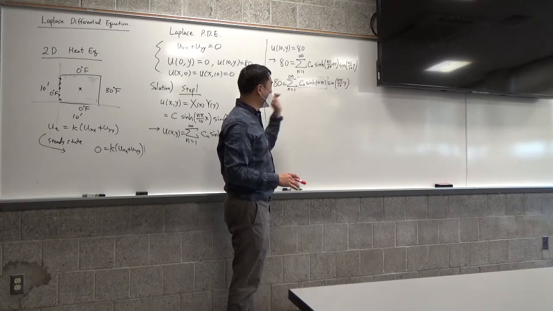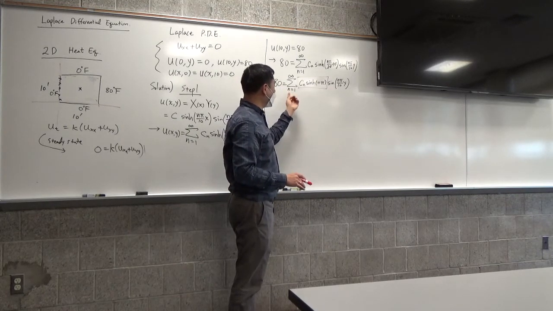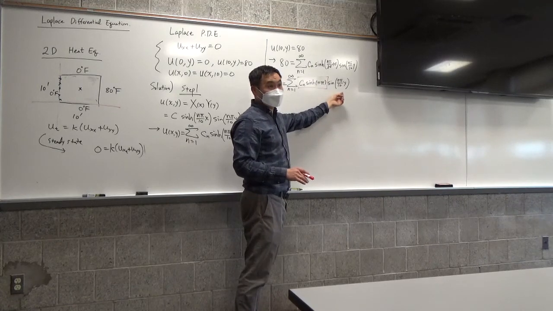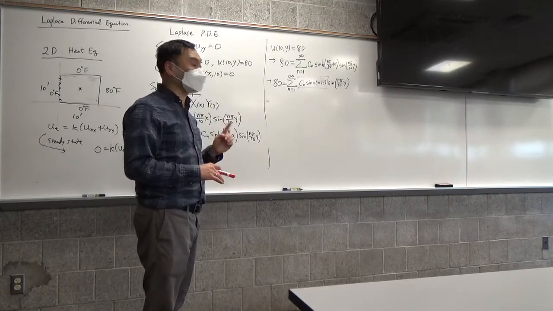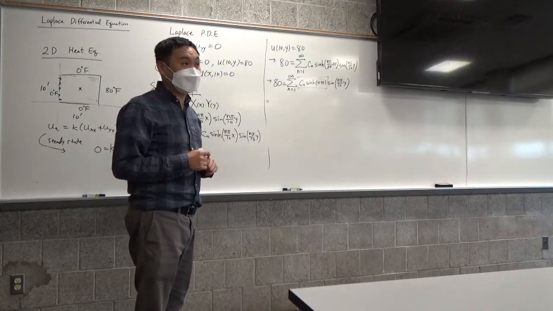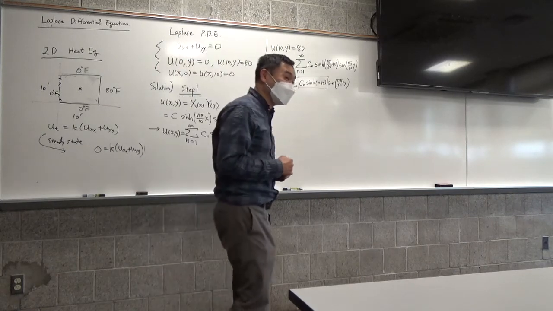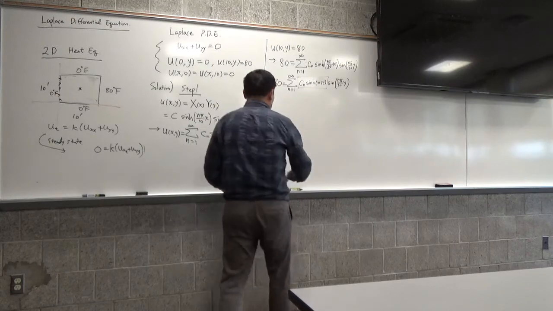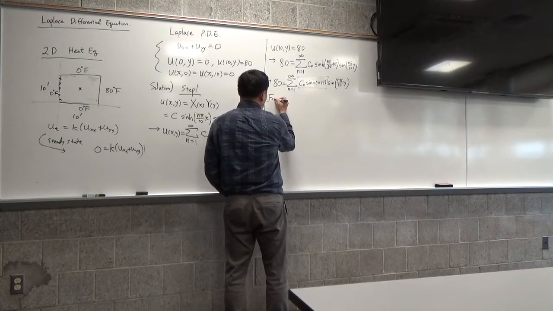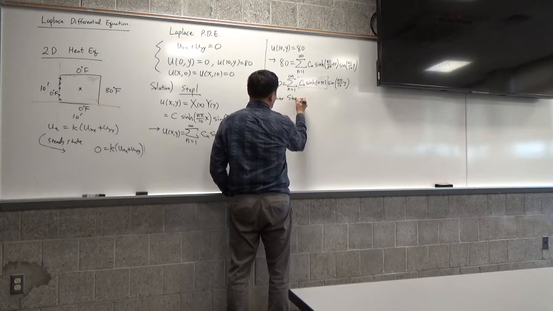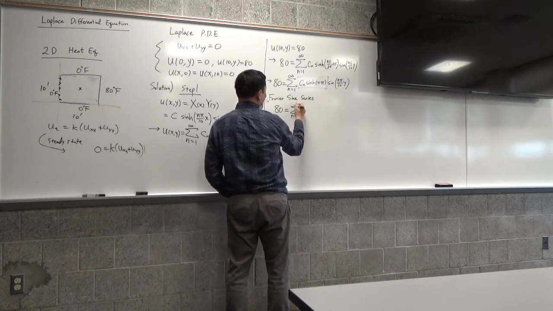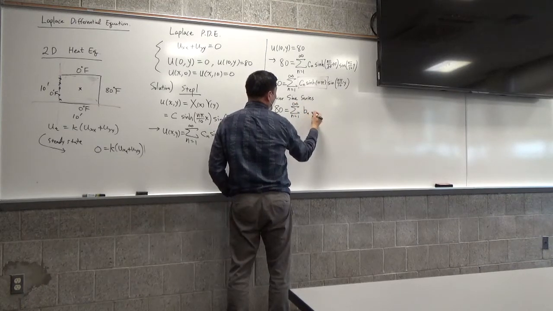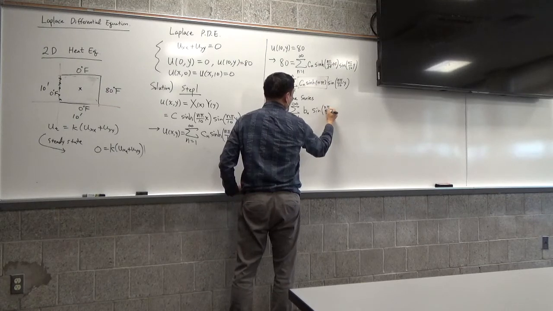So what this is asking us to do is to represent 80 as a sum of sine functions. But we actually know what does that. We have a tool to make that happen. What is that? Fourier series. Fourier what series? Sine series, right? So we know that the Fourier sine series actually manages to turn the constant function into a bunch of coefficients times sine of n pi over 10 y.